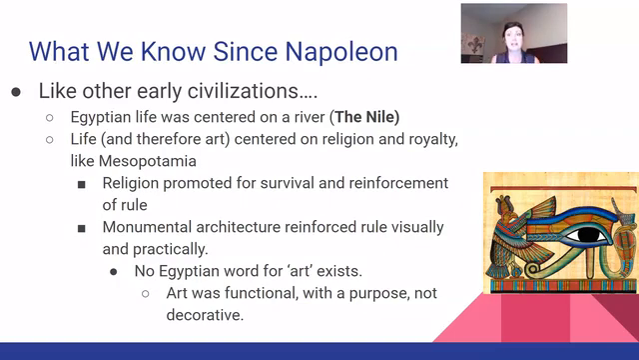So for 3,000 years, roughly, Egyptian art really isn't going to change. They're just going to keep doing the exact same things over and over and over again, except for one little random blip that's in the middle of it.